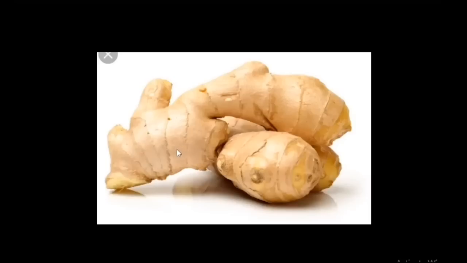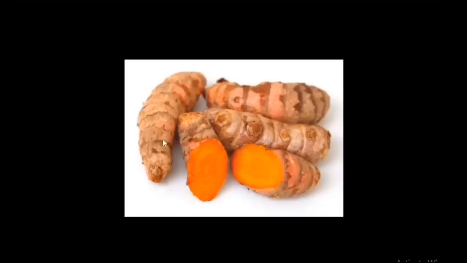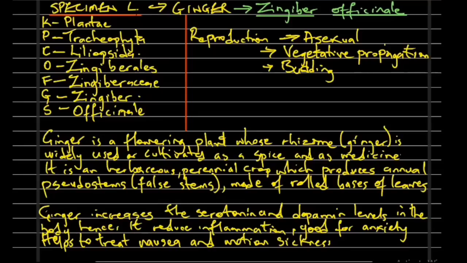This one has a light brown color, as opposed to the turmeric that has a reddish brown color, and inside it looks more or less orange. The cut part here looks orange, unlike this, which is that of ginger, which is just light brown. So those are some differences between the turmeric and the ginger, so we should not mistake them for one another. That is about what we have for specimen L.